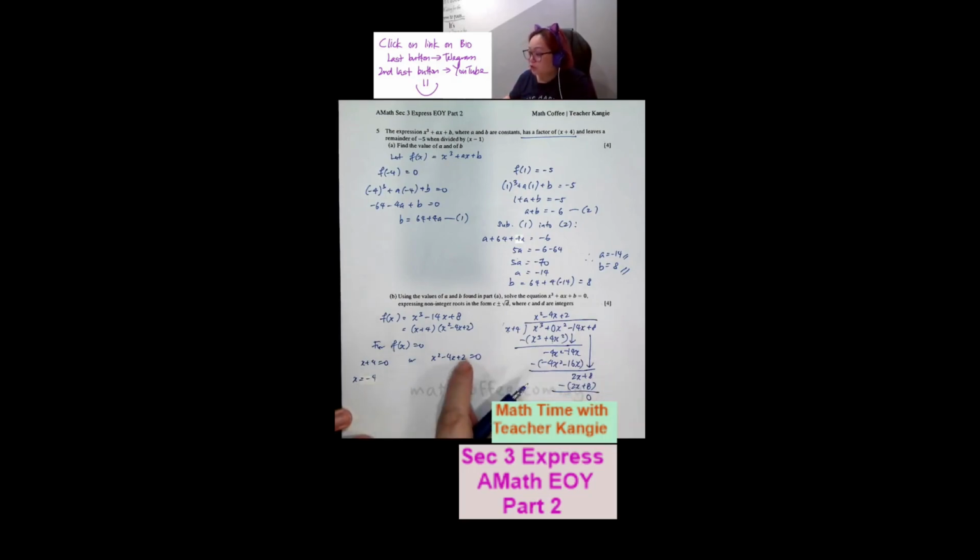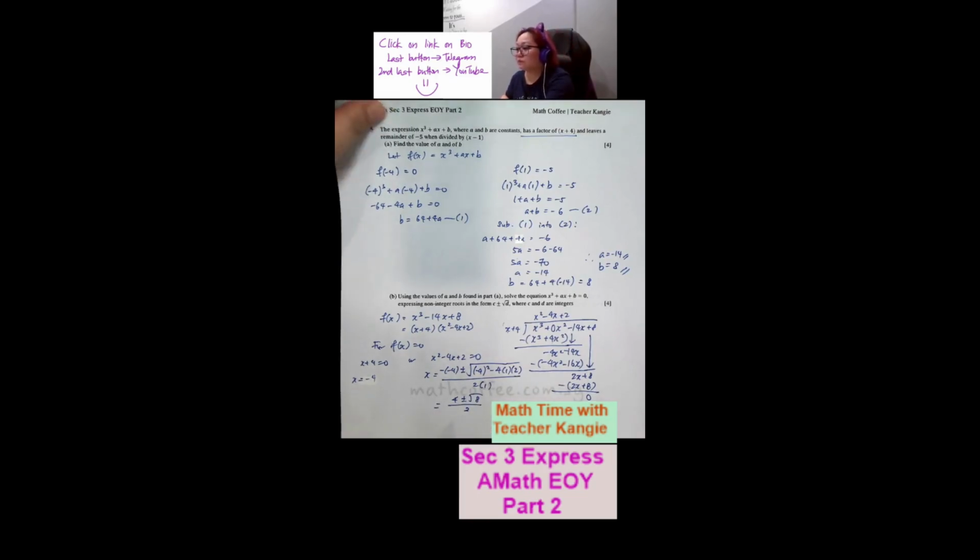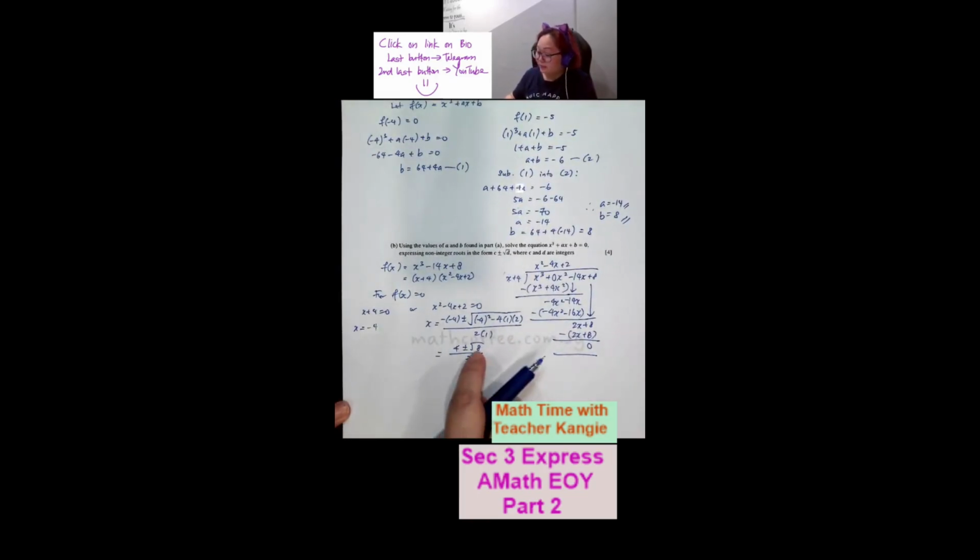I have to use the quadratic formula, which is x equals minus b plus minus square root of b squared minus 4ac over 2a. So we have 4 plus minus square root 8 over 2. Still can simplify. Square root 8 becomes square root of 4 times 2. So now this becomes 4 plus minus 2 square root 2 over 2. Just nice, both numbers can divide by 2.